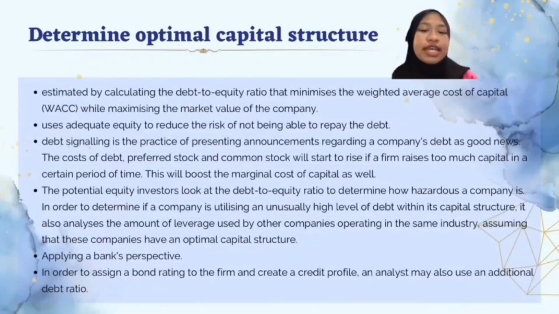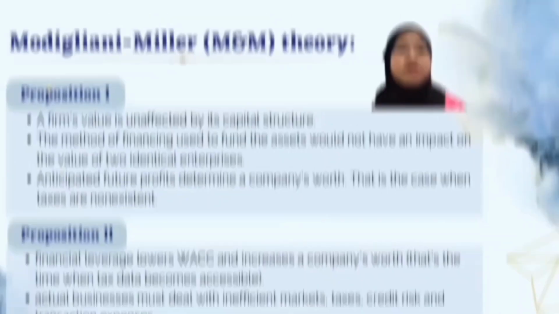In order to assign a bond rating to the firm and create a credit profile, an analyst may also use an additional debt ratio. The spread over an AAA-rated company's risk-free rate may then be calculated using the default spread associated with the bond rating.